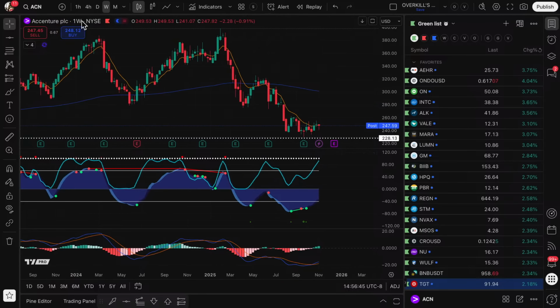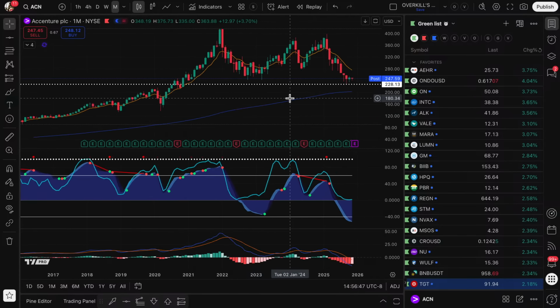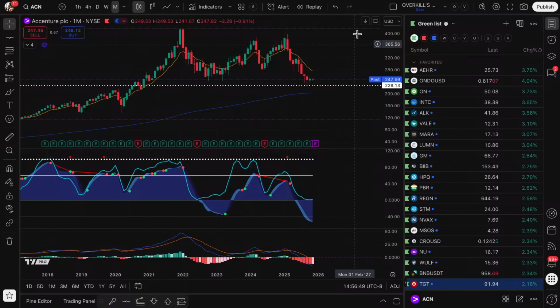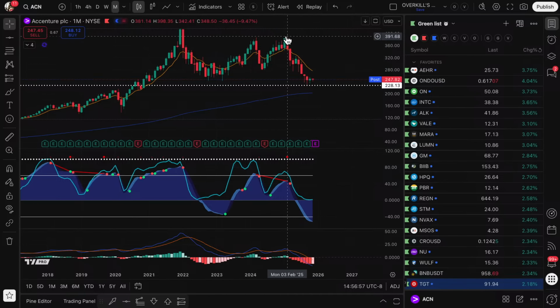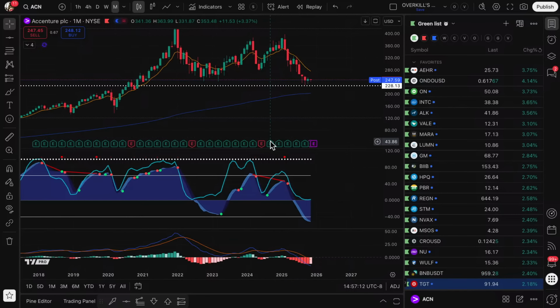ACN. This looks good. I think this one doesn't have the monthly yet, but you can see how it's kind of curling, kind of building the base right there at 225. I like this one. This is worth a look. They got earnings in December, so again, big pullback from 400 down to 250. All you're missing is the green dot there. You just need that green dot, just like you got right here at 280, pumped up to 400. I just wait for the signal. Okay, I think 225 looks like very solid support, though, on ACN.